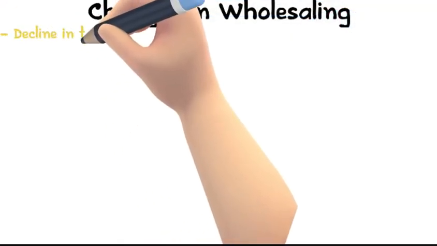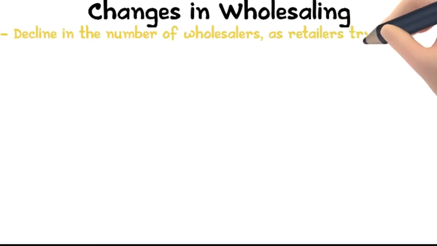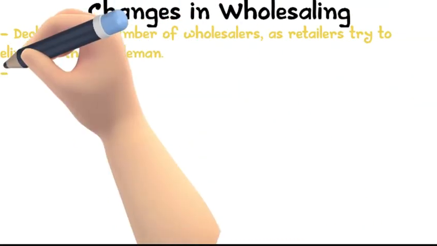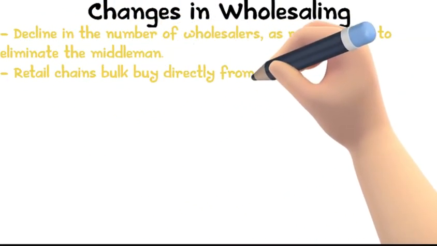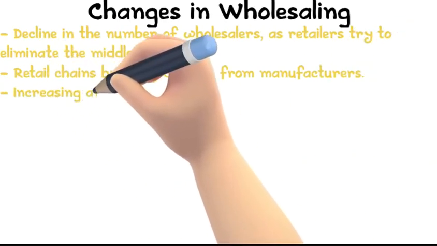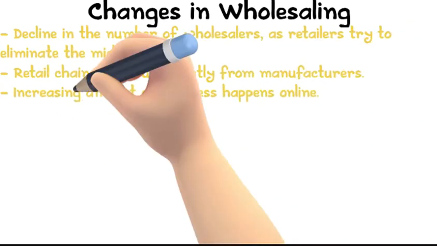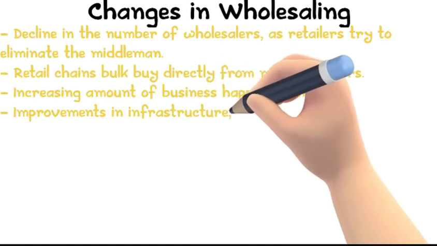Changes in wholesaling. There is a decline in the number of wholesalers as retailers try to eliminate the middleman to cut costs. Retail chains bulk buy directly from manufacturers. Increasing amounts of business happens online. Improvements in infrastructure speed up distribution.